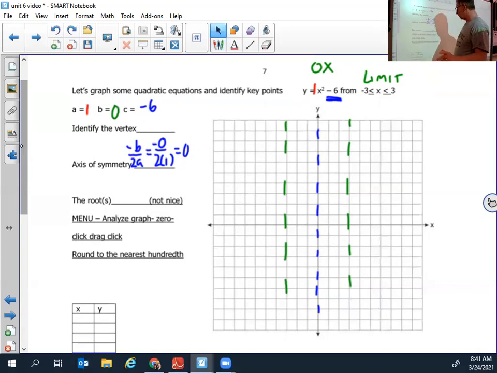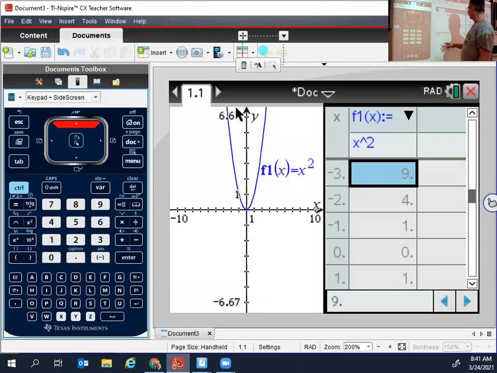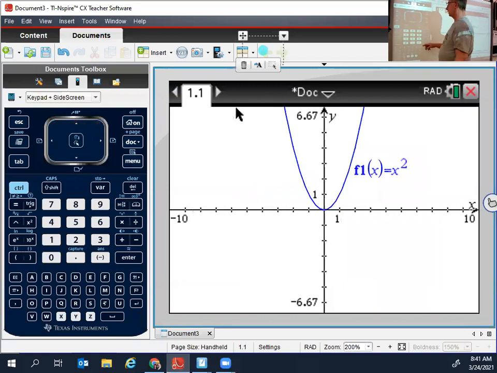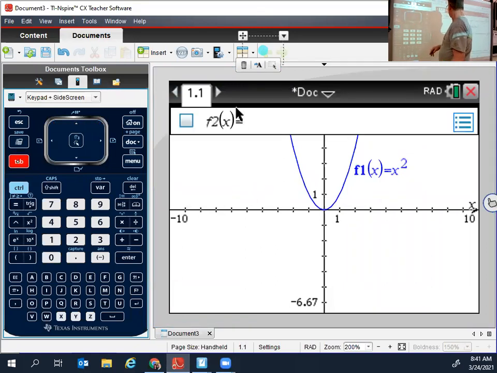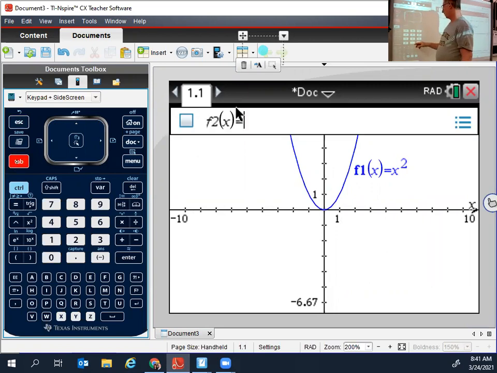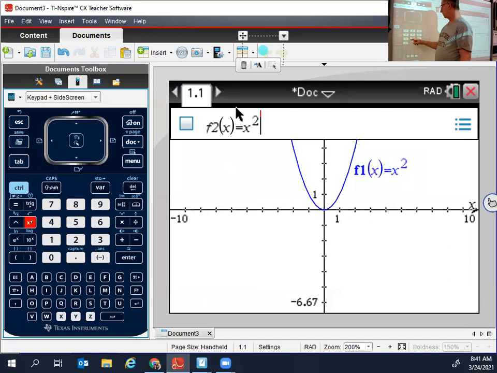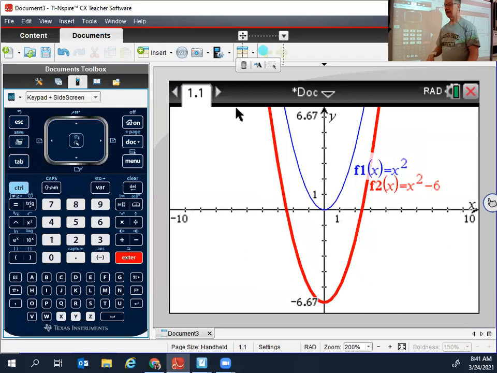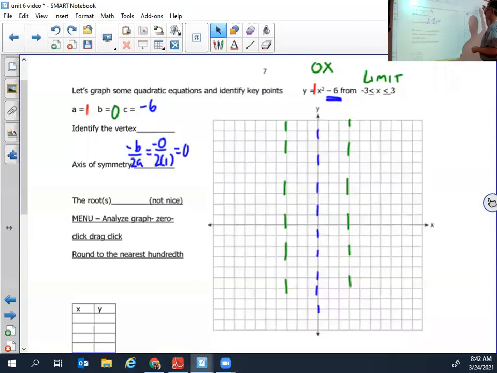So let's just go and turn on the calculator. I still have that original function in there. I'm going to get rid of my table for a second, and then I'm going to hit the tab button and type x squared minus 6, and I hit enter. And you can see it basically slid it down 6 units. Some people say, well, it made it bigger. It really didn't make it bigger. It just translated it down 6 units. And that's what happened. So I'm going to do the interpretation of that down here.